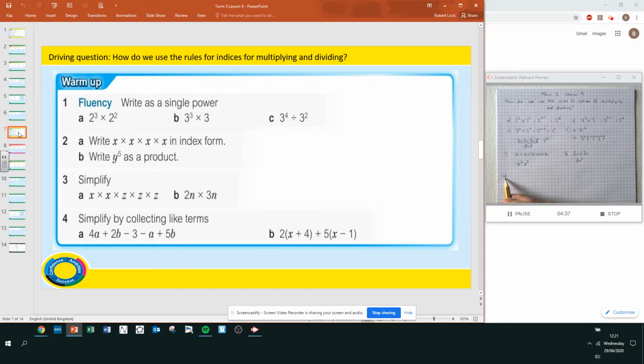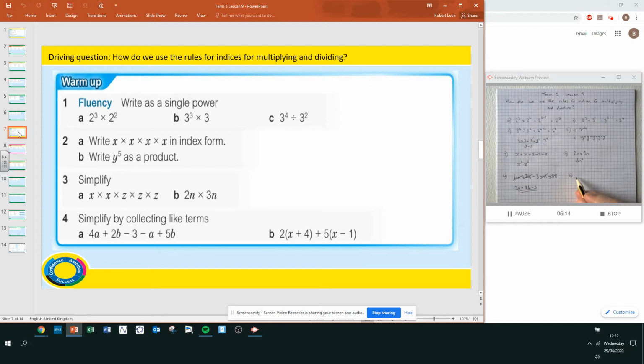4. Simplify by collecting like terms. 4a plus 2b minus 3 minus a plus 5b. So, a's first. 4a take away a is 3a. We've used them so cross them out. 2b plus 5b is 7b. Then minus 3. Answer.